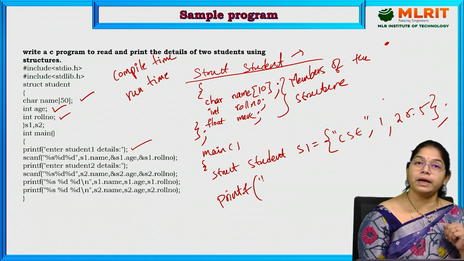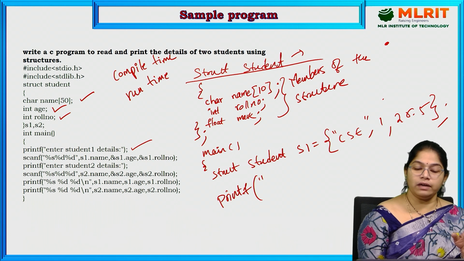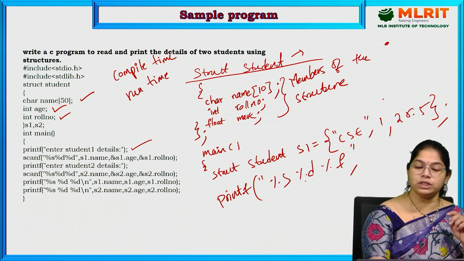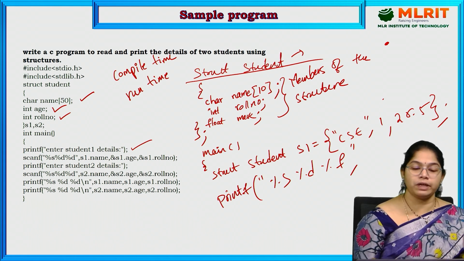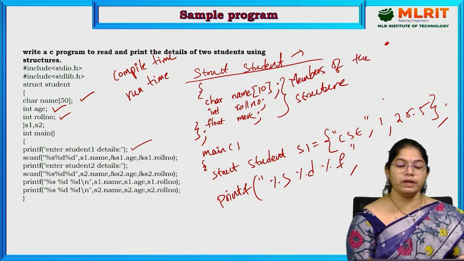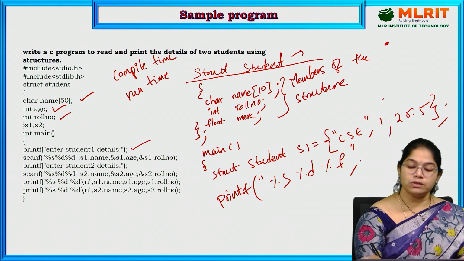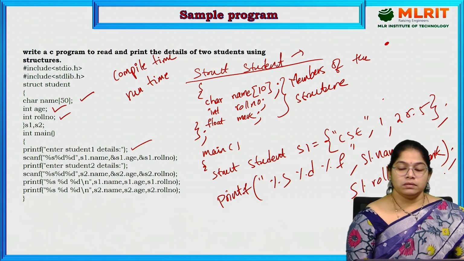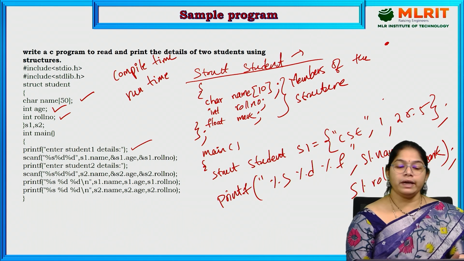First is of type character, and it is a character array, so I have to use %s, then %d, %f, because %d represents the roll number, which is of type integer, and marks is of type float, so %f. Whose values? Those are S1, where S1 is the variable of struct student. So S1 dot name, comma, S1 dot roll number, comma, S1 dot marks. In this way we print the values which are provided at compile time.